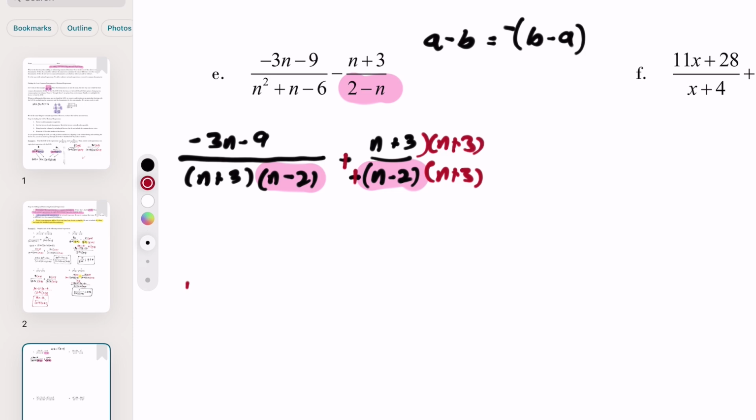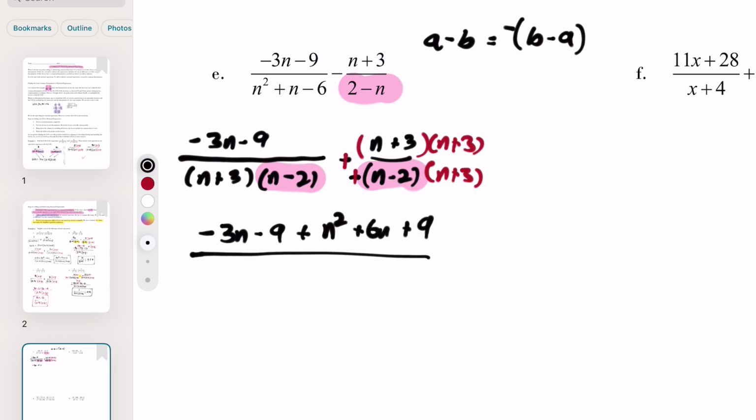So I'm going to put that there. And let's just multiply it all out and see what happens. So I've got negative 3n, negative 3n minus 9 plus n plus 3 squared. That's n squared plus 6n plus 9, all over n plus 3, n minus 2.